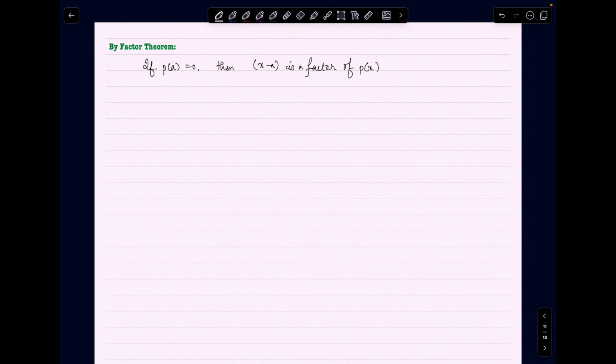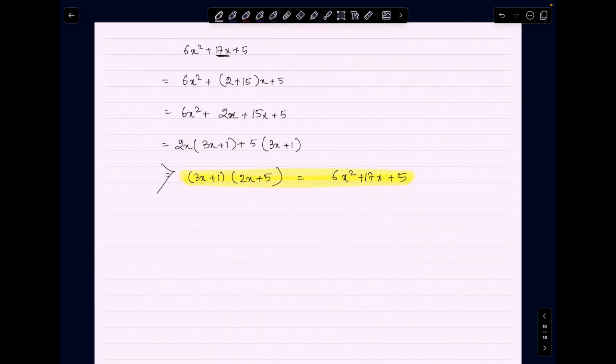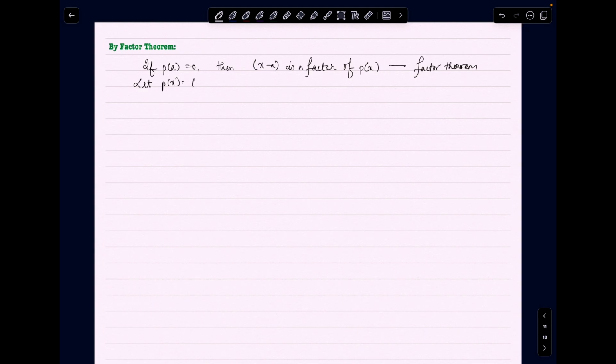This part we know, this is from factor theorem. If P of A equals 0, then x minus A is a factor of P of x. So here I am going to write, let P of x equal that equation, that is 6x square plus 17x plus 5. Got my point? Now I want to find a number A.